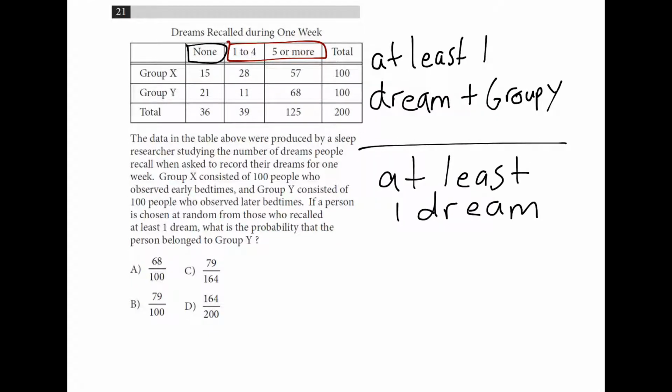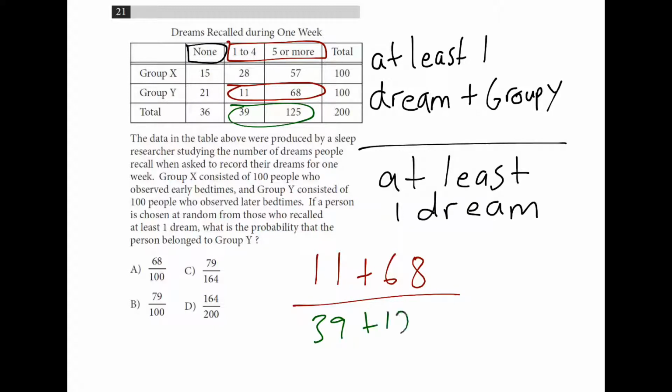So to set up our fraction, we're going to put 11 plus 68 on the top, because in the group Y row, those are the number of people that had at least one dream. And on the bottom of the fraction, we're going to add 39 and 125, as those are the people that had one or more dream in either group.